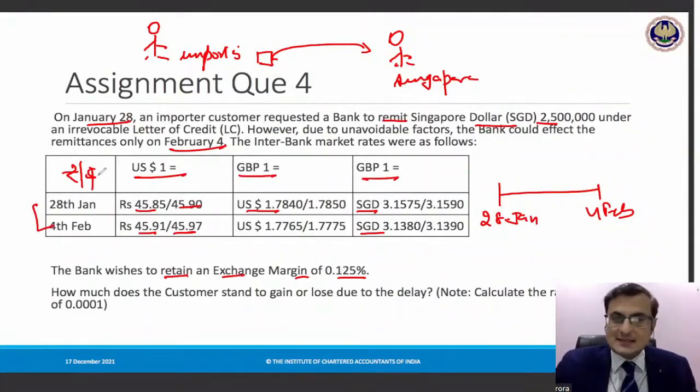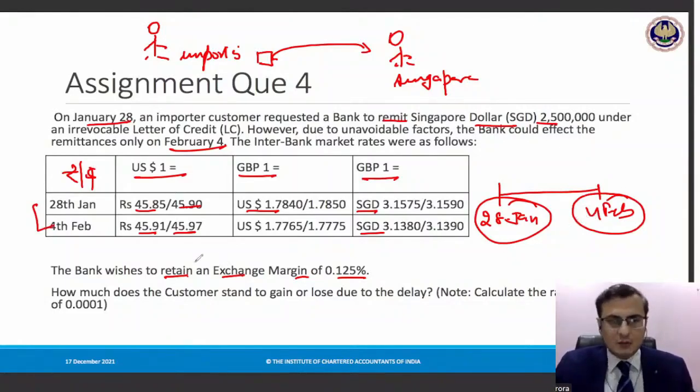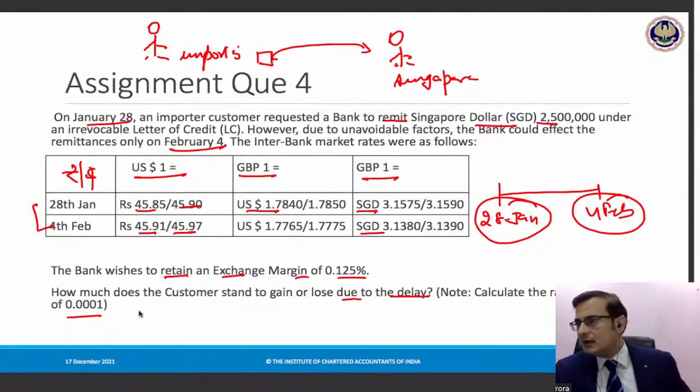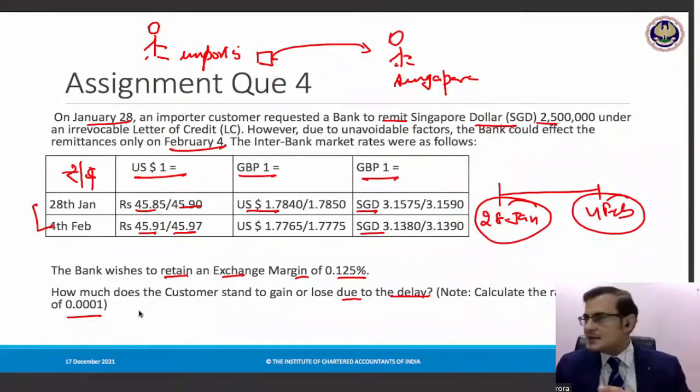So he says, since there is a delay, because he wanted the transaction to happen on 28th and now it is happening on 4th of February, what is his profit or loss? How much does the customer stand to gain or lose due to the delay? Make the calculation with rates in multiples of 4 decimals. As sir said in the last class, you can take 4 decimals in the Forex chapter. Clear? Hi, Sairam. Good morning. I'll take up your doubt, then I'll take up this.